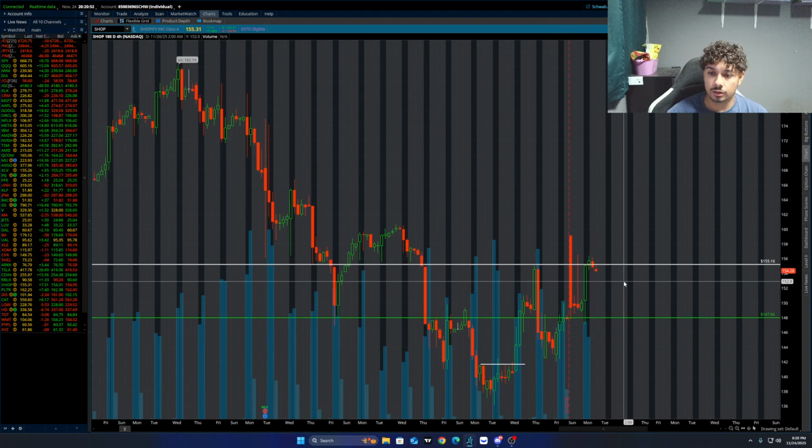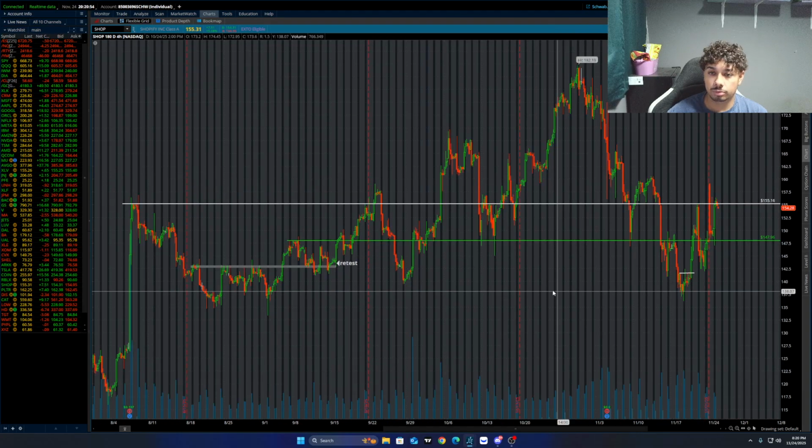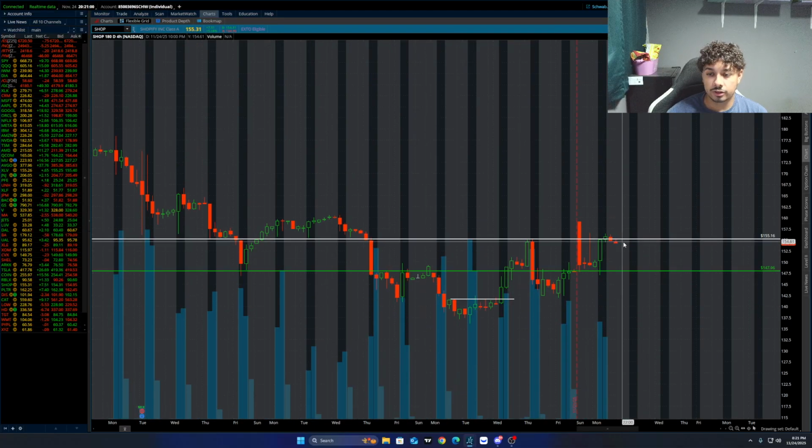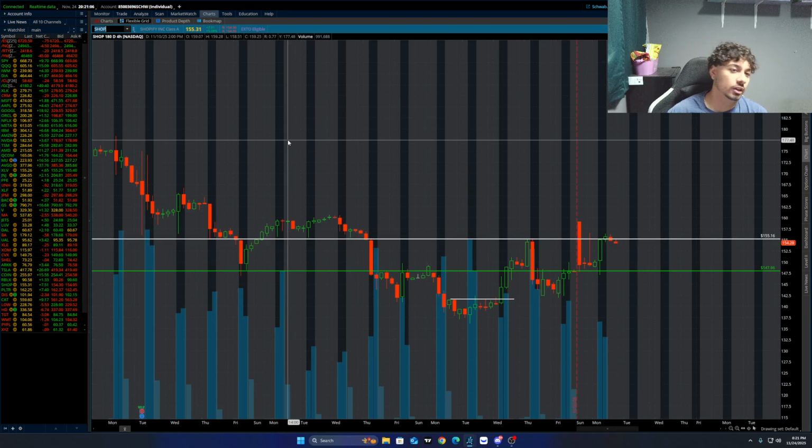But as we can take a look at that white level, this was previous support or previous resistance, kind of. And it looks like it's rejecting there. But once again, I wouldn't touch this unless it breaks above that and then tests again. But I wouldn't touch that.